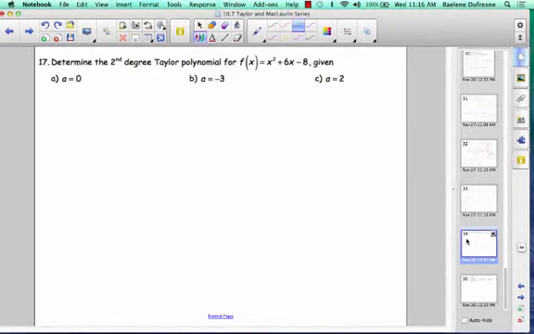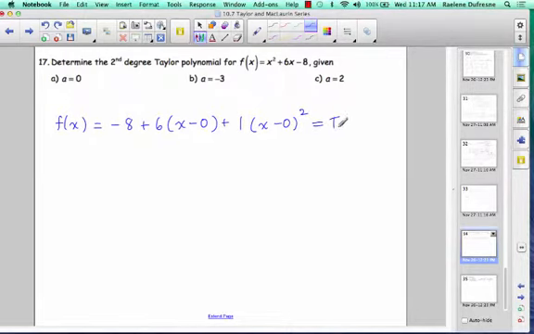In number 17, we want to determine the second degree Taylor polynomial for f of x equal to x squared plus 6x minus 8. Well, this is kind of a redundant or meaningless question because f of x is a second degree polynomial, and we can see that f of x can be written with a constant plus a coefficient times x minus 0 plus another coefficient times x minus 0 all squared. And so in fact, f of x is exactly the same as the second degree Taylor polynomial, which would be exactly the same as the Taylor series, which means the infinite polynomial.